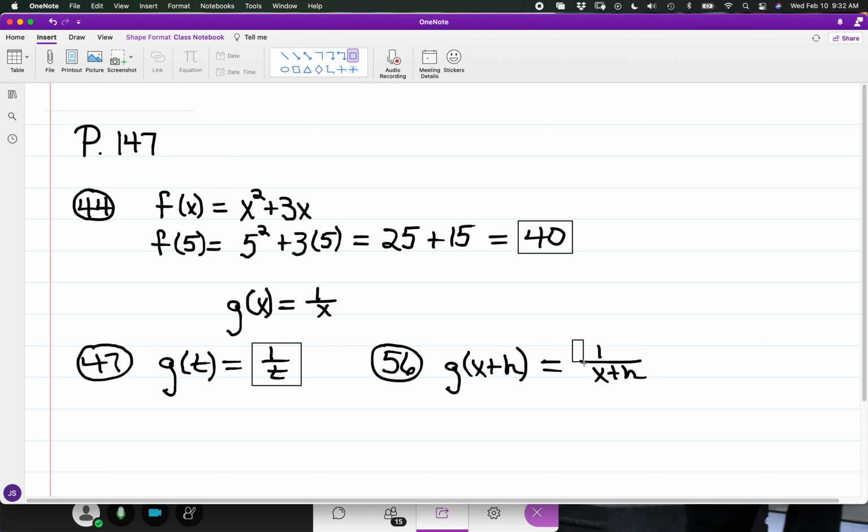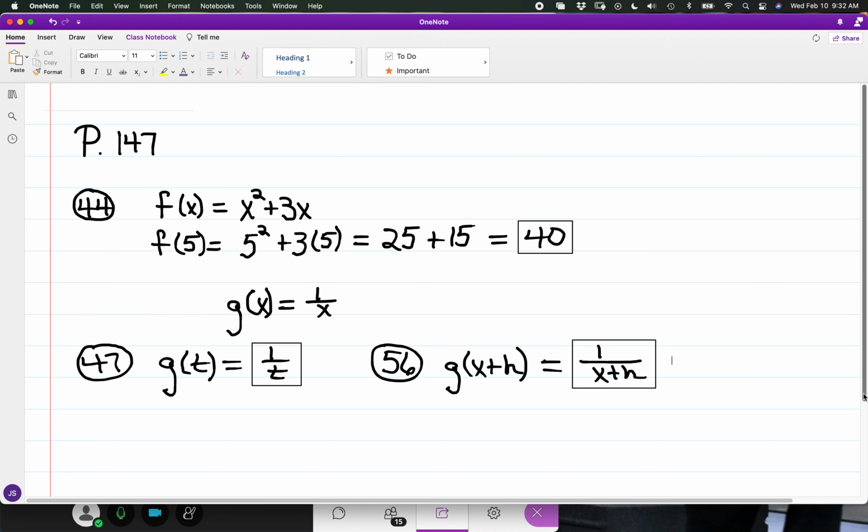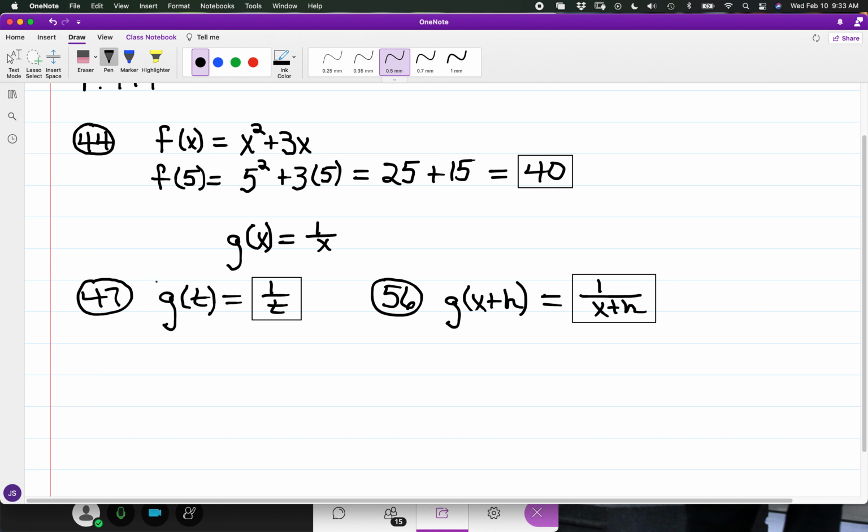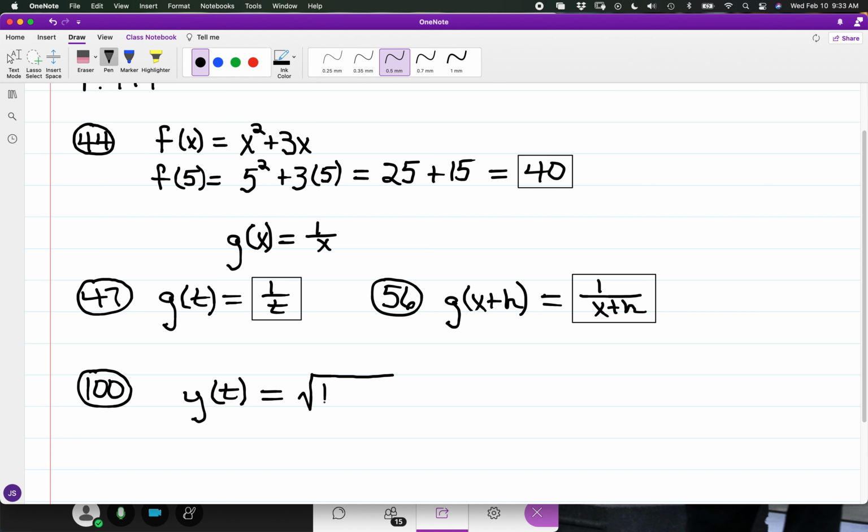Right. Now, crossing over into determining the domain of given functions, in number 100 we have different letters in the mix. In the case of 100, now we have not y of x, but y of t. So for y of t, t is the independent variable, y is the dependent variable, and this function is given as a radical, where we have the square root of 16 minus t.